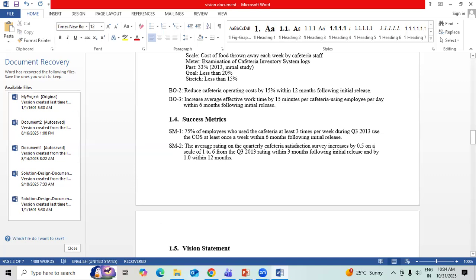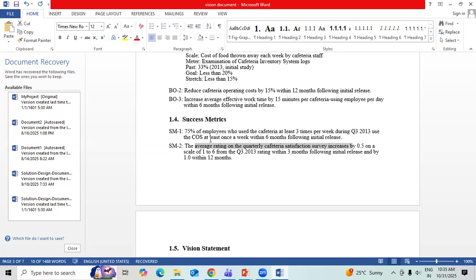Next, average rating. Average rating is also one of the key success metrics. Average rating on the quarterly cafeteria satisfaction, where it has increased by 0.5 on a scale of 1 to 6 in the last quarter. Based upon the quarterly sales that happened, we want to equate this with how many people have ordered, how many people continued the order, and how many people cancelled in between. You will know this based on the quarter, either the first, second, or third quarter, etc. So the average rating of quarterly cafeteria satisfaction level should also be taken.